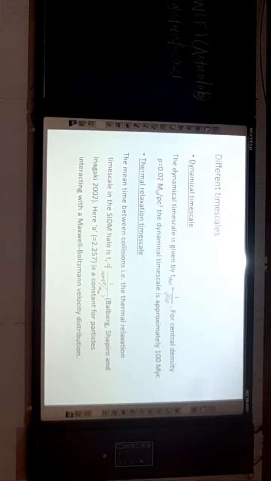Now, the thermal relaxation time scale, that is the mean time between the collisions, is given by this relation. So if we insert the values of sigma by m and rho from here, we get thermal relaxation time scales of a few hundred to 1,000 million years. Now, the gravothermal collapse time scale is the lifetime of the core until it collapses. Basically, at what time the core will come to a stable position. We calculated the core collapse time scale, and we see that the dynamical time scale is much smaller than the collapse time scale, which was about 100 million years.